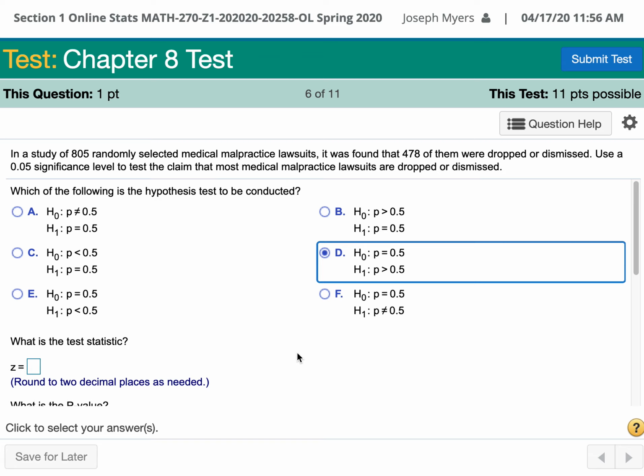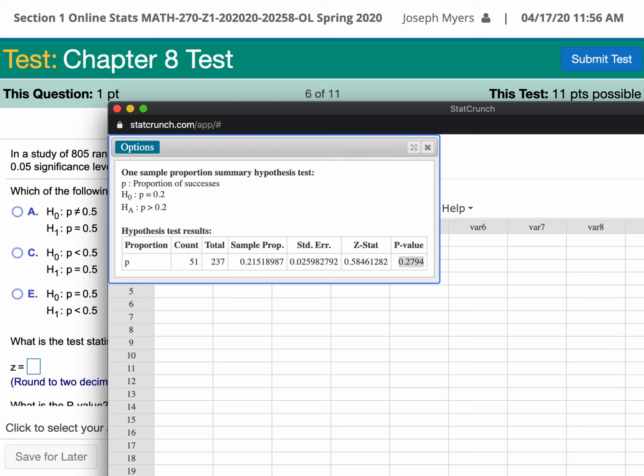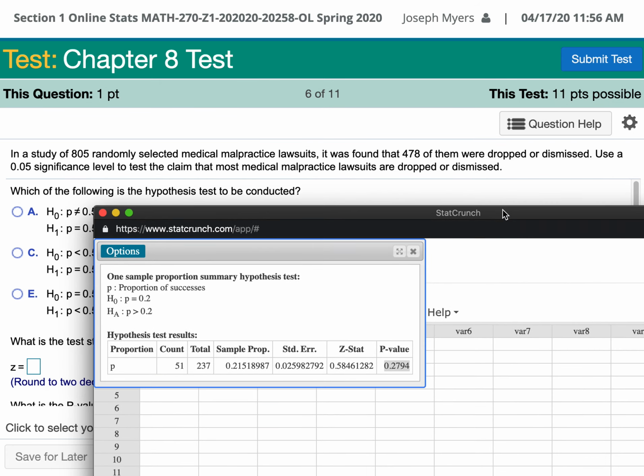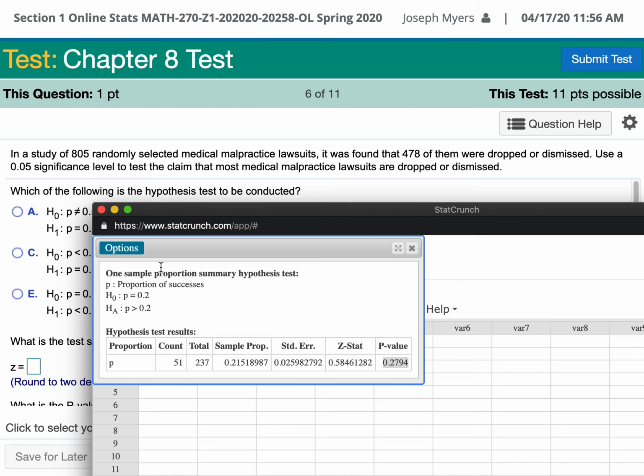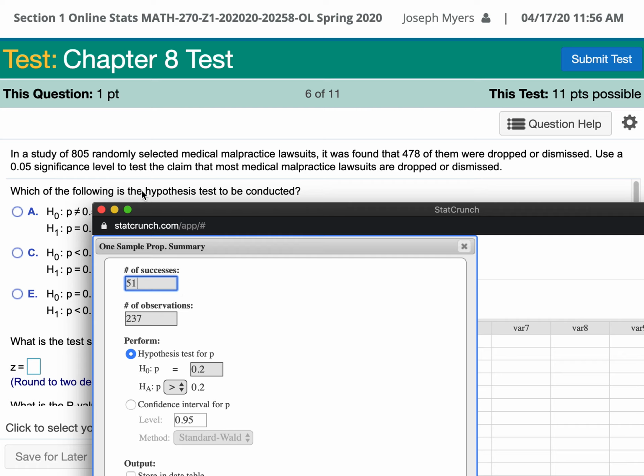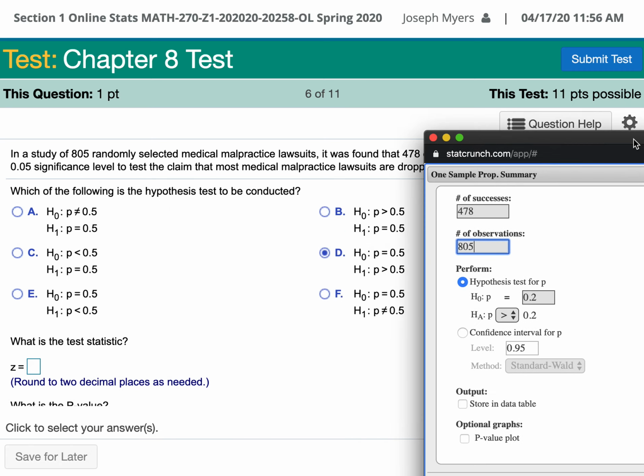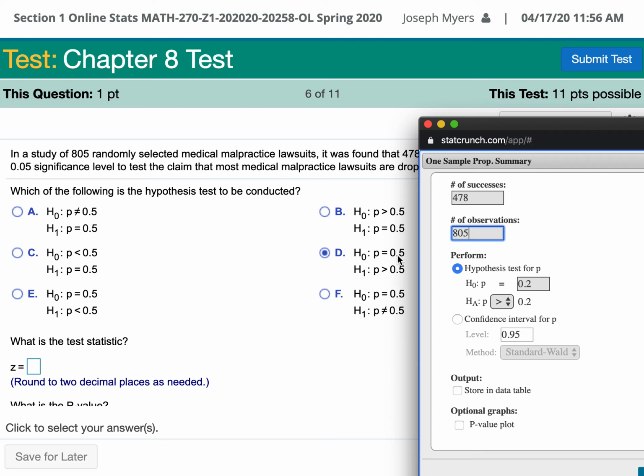All right, now let's do the test statistic. So once again, we'll do StatCrunch. Since we're still using a proportion, I'm just going to click on options and edit those options. In this new problem, there are 478 successes, and the total number of observations is 805. And we're going to do a hypothesis test that says the null is 0.5 and the alternative is greater than 0.5.